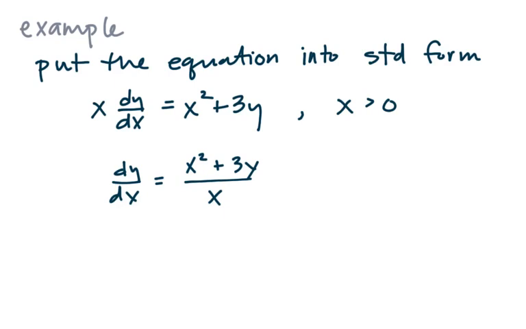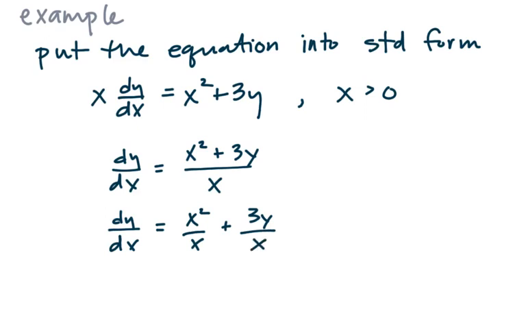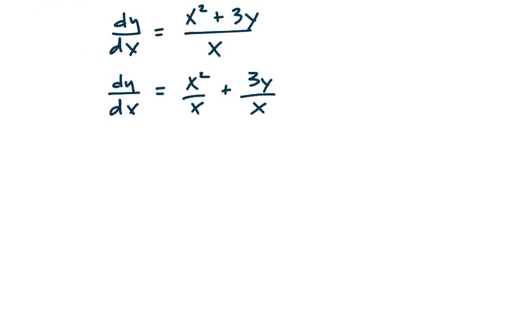So now these are two fractions. I can unadd, as I like to say. Dy dx is x squared over x plus 3y over x. This will then simplify. X squared over x becomes x, and I can rewrite this next term as 3 over x times y. So you notice we now have a function of x right here times y.